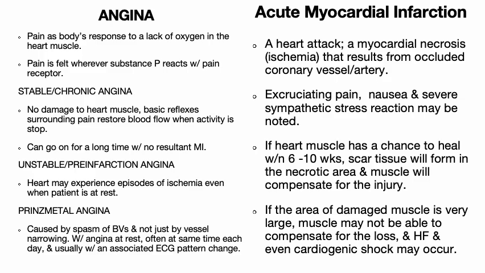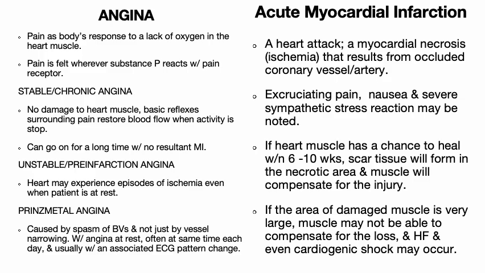Unstable or pre-infarction angina. Here, the heart may experience episodes of ischemia even when the patient is at rest. This happens if the narrowing of the coronary arteries becomes more pronounced. Although no damage to heart muscle occurs, the person is at increased risk of a complete blockage of blood supply to the heart muscles if the heart needs to work harder or the oxygen demand increases.